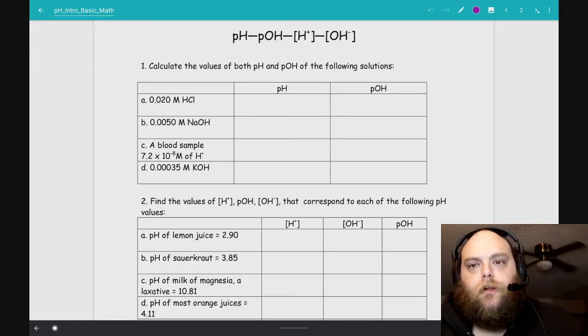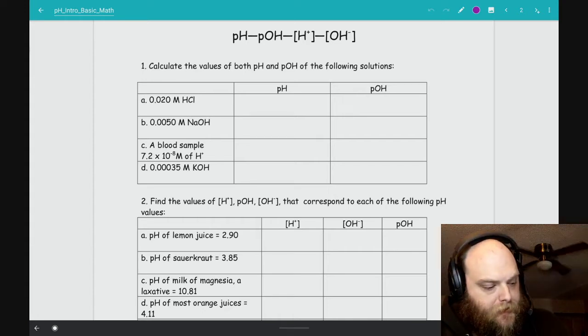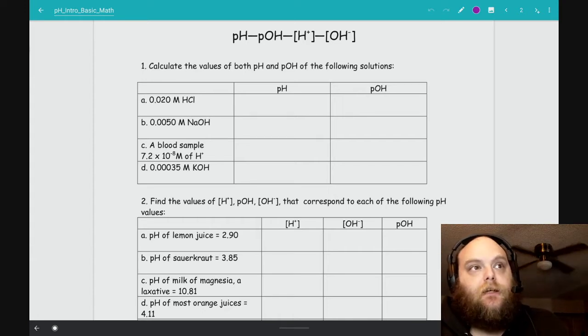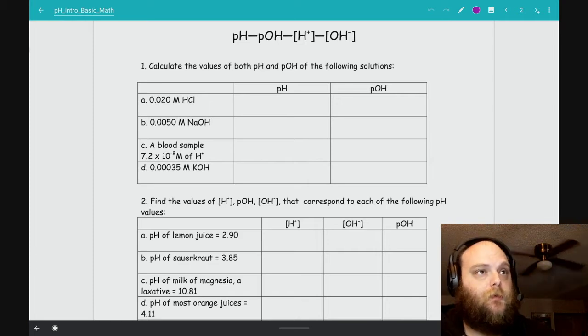Hello, good morning. Just want to touch base with you guys because some people have said they've had some issues with the pH, pOH, H plus ion concentration, and OH minus concentration problems. So I'm going to do a couple of the problems here so you guys can understand what I'm doing. I'm going to have to switch screens occasionally, so don't be freaking out.